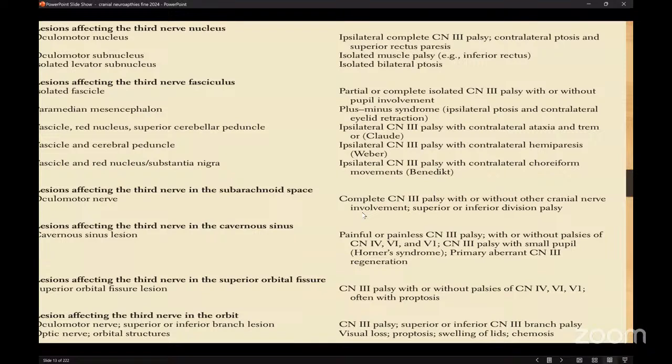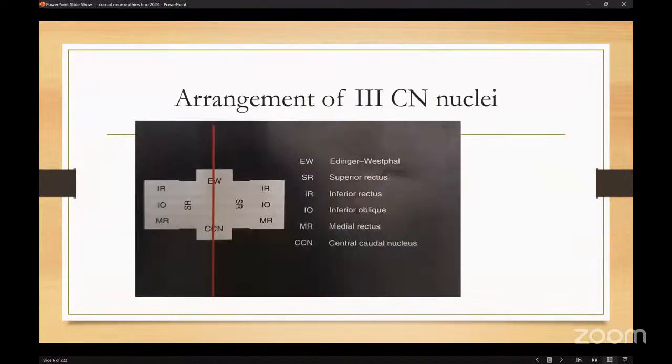So we have understood the anatomy of the third nerve nuclei. The centralmost are the central caudal nucleus and the Edinger-Westphal nucleus, which are going to innervate both sides. The central caudal nucleus is going to innervate both levator palpebrae superioris, and the Edinger-Westphal also both side pupils. Then next to it is the superior rectus medial subnucleus, going to supply the contralateral superior rectus muscle. And the lateral subnucleus supplies the inferior rectus, inferior oblique, and medial rectus.